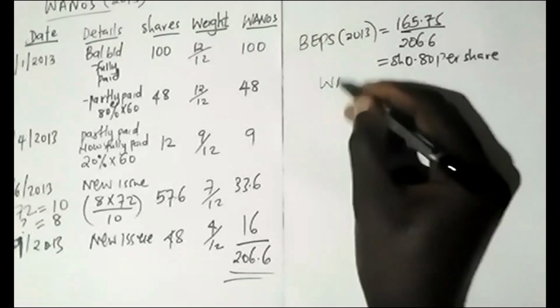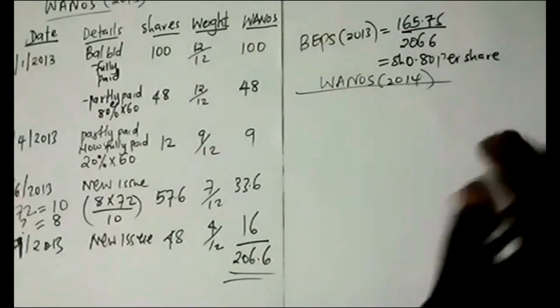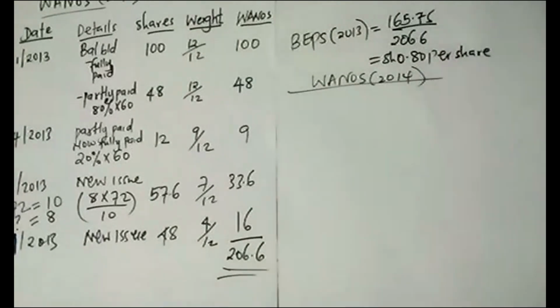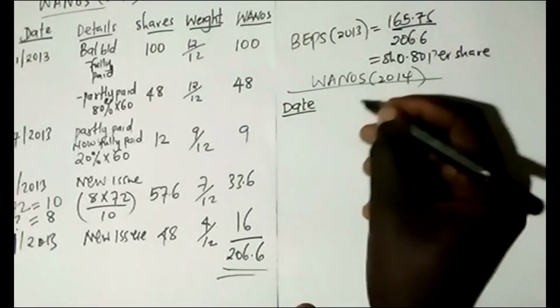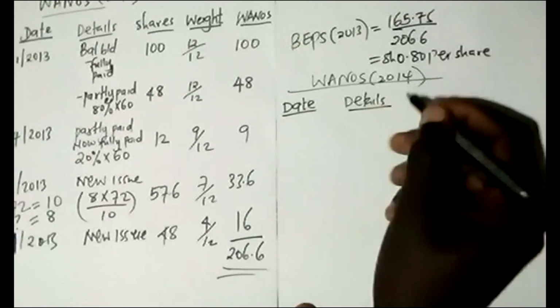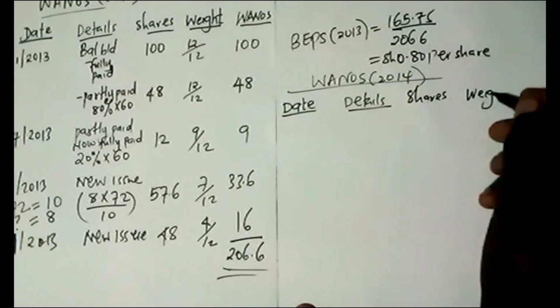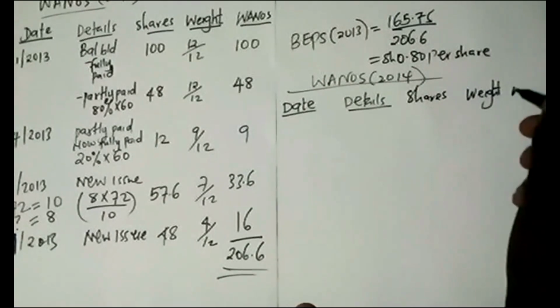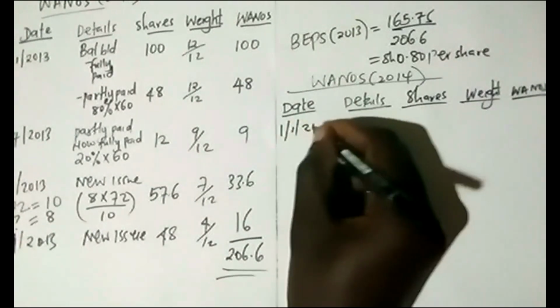So we can now do the EPS for 2014 very fast. Again, in this question, there was no rights issue, even in the year 2014, there was none. Which means that in 2014, again, we do the same weighting of shares. So date, details, we talk about shares. Then we get the answer. The date, obviously, is the start of the year, which is January 2014.